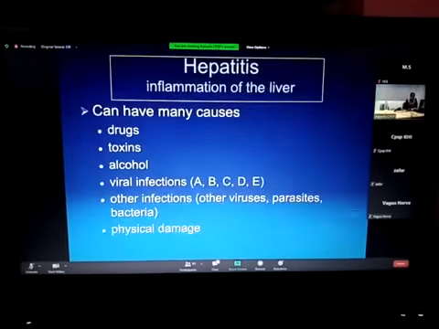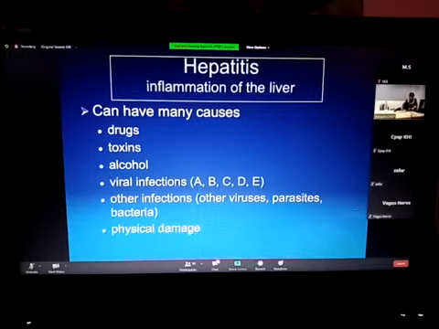Now, you can see that the causes of inflammation could be infectious and non-infectious. Among the non-infectious, most common causes are drugs, toxins, and of course alcohol. All these will produce similar findings in the liver, just like infections. Okay, so that is why it is important to rule out both infectious and non-infectious causes of the liver.